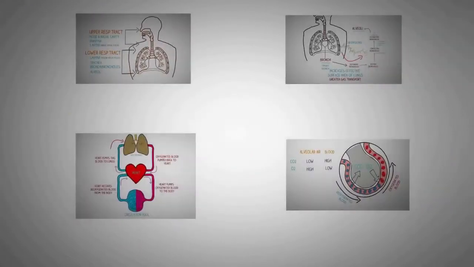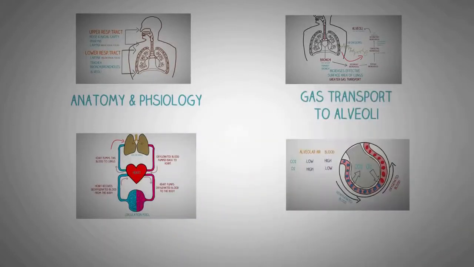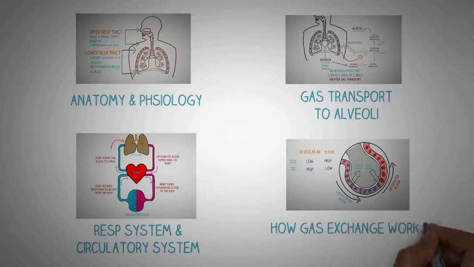In this video, we will first talk about the brief anatomy and physiology of the human respiratory system. Then we will discuss how the gas transport to the alveoli occurs. We will talk about how the human respiratory system works together with the circulatory system. And then we will talk about how the gas exchange happens in the alveoli.